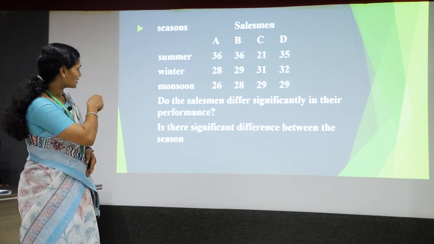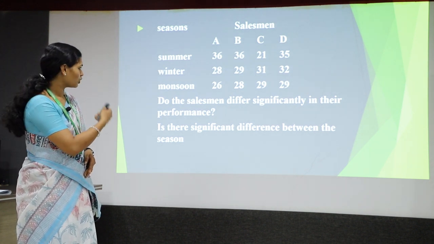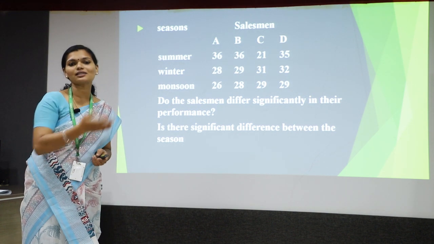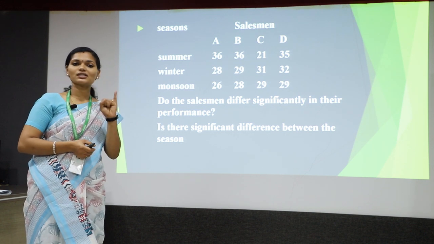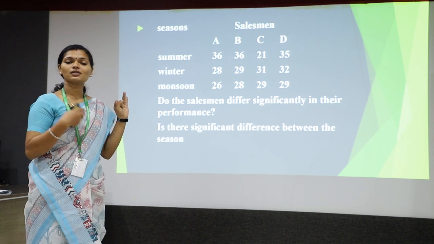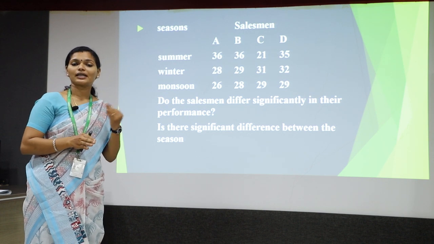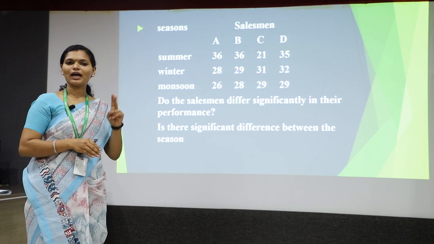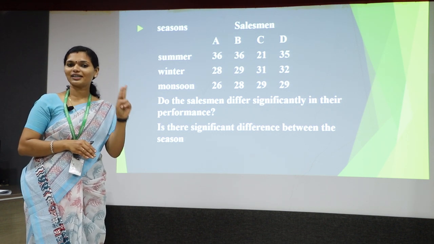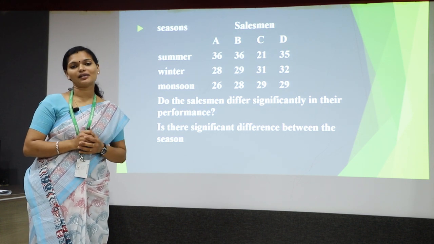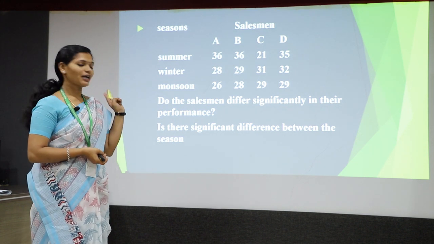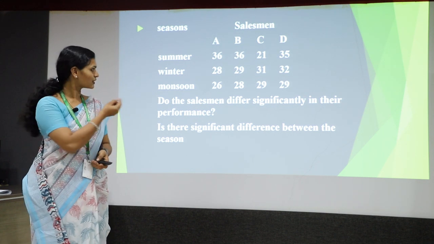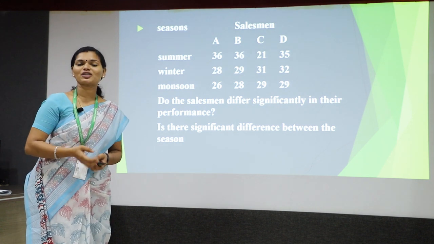On the left side you can see the 3 seasons are mentioned. So here I want to analyze the performances of the salesmen as well as the effect of seasons on the sales. Okay. So one question is whether the performances of the salesmen are different. The second question is the influence of the seasons on the sales. So we have 2 categories here, and we have to carry out two-way analysis of variance. That is, observations are classified on the basis of 2 criteria: one is the salesman and another is the season. So you have to carry out two-way ANOVA.